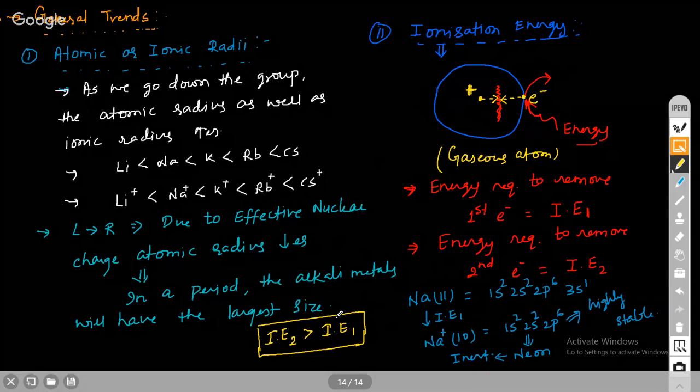Okay. Now, the second point here. You see, the attraction between these two, the force we can write as F equals K Q1 Q2 by R square. This is the electrostatic force of attraction between the two charges. R is the distance between the two charges. So when this distance increases, as we can say R increases, the force of attraction decreases.